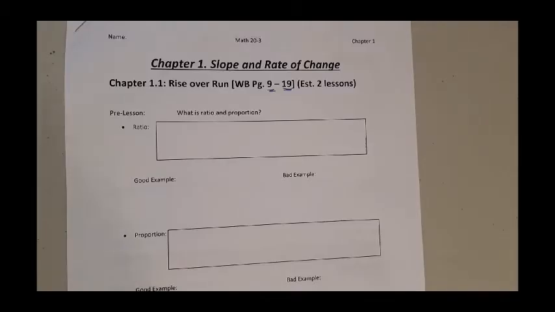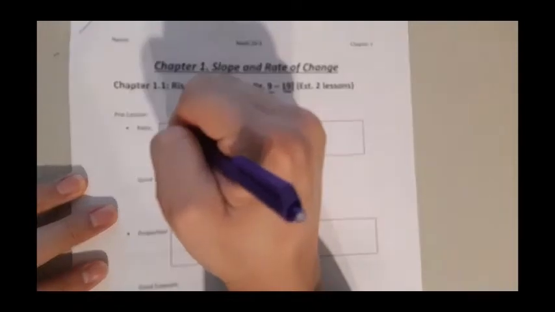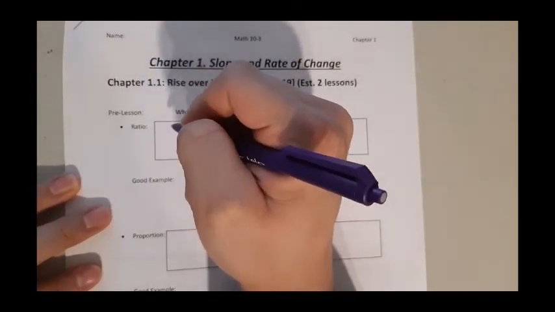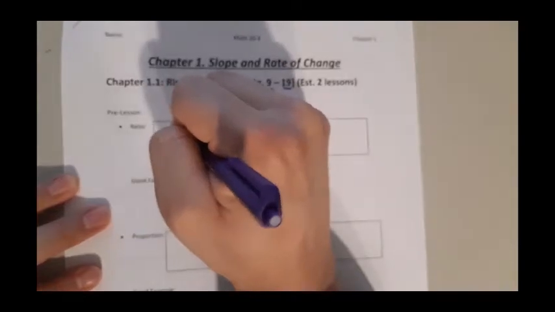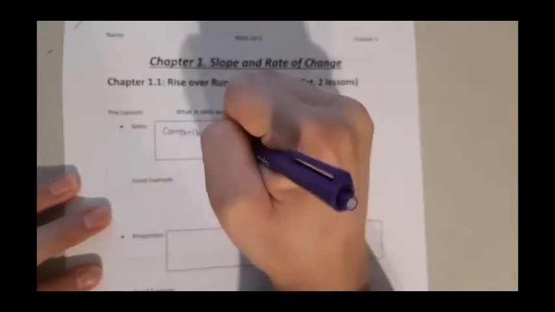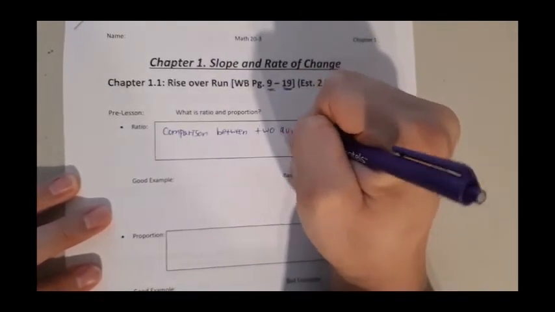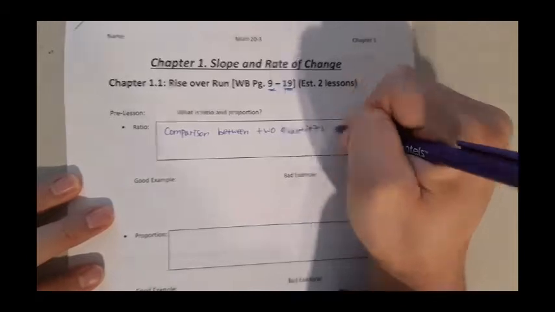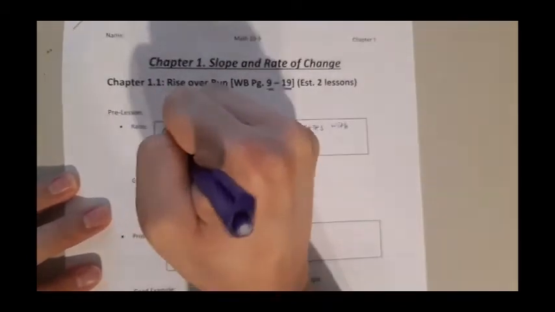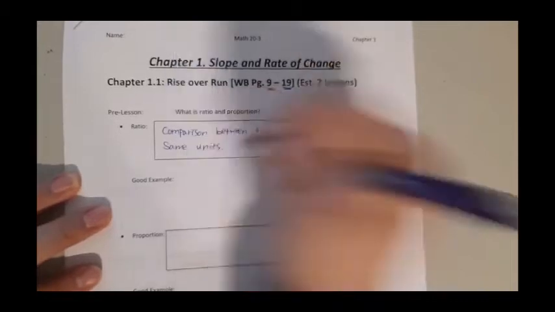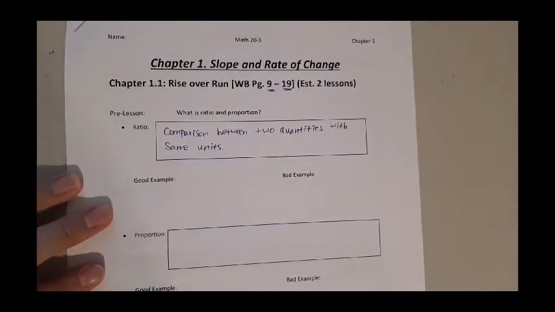First of all, we need to understand ratio and proportion before we get into the world of slope. Ratio, we generally define as a mathematical way of comparison between two quantities with the same units. So ratio, generally, is a mathematical way of comparison.